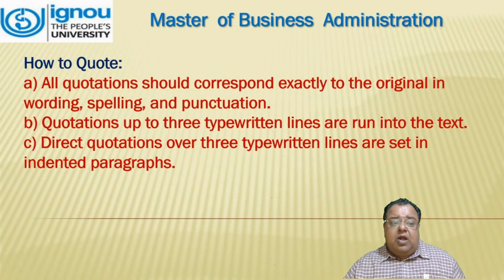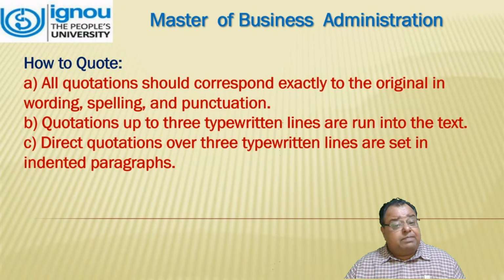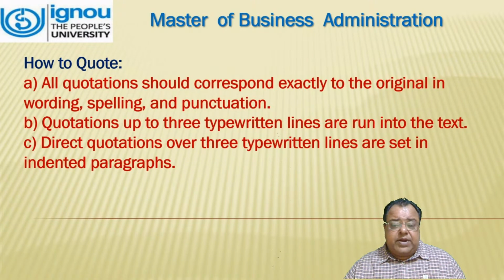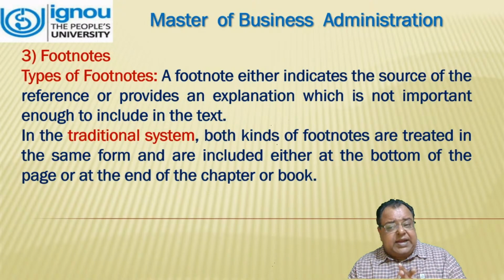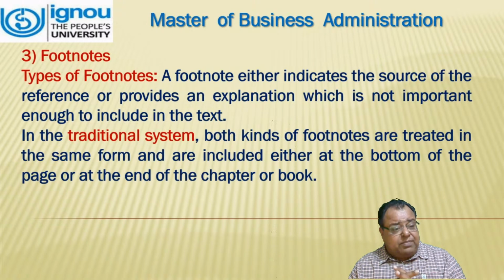How to quote? All quotations should correspond exactly to the original in word, spelling, and punctuation. Quotations up to three typewritten lines are run into the text. Direct quotations over three typewritten lines are set in indented paragraphs. Footnotes. Types of footnotes. A footnote either indicates the source of the reference or provides an explanation which is not important enough to be included in the text.